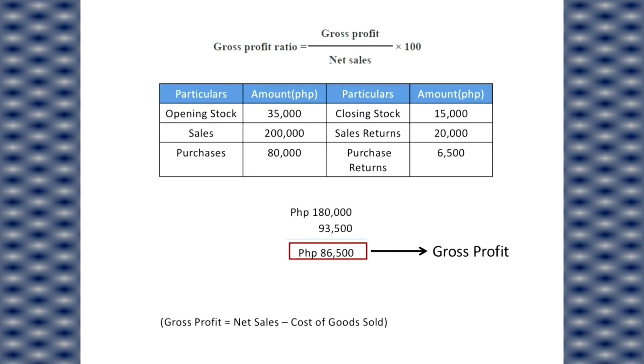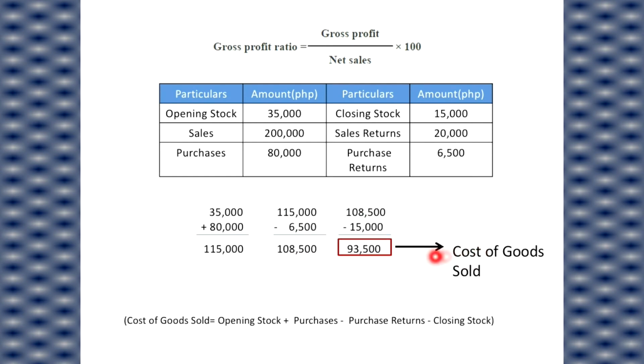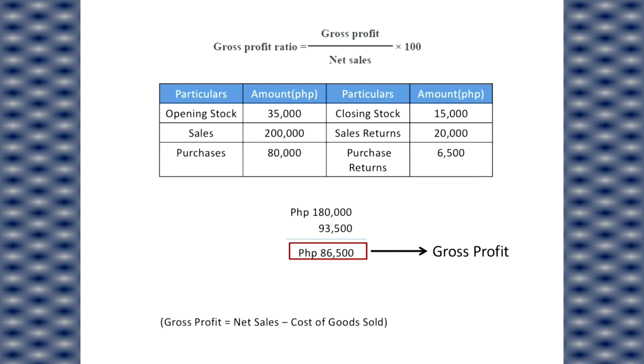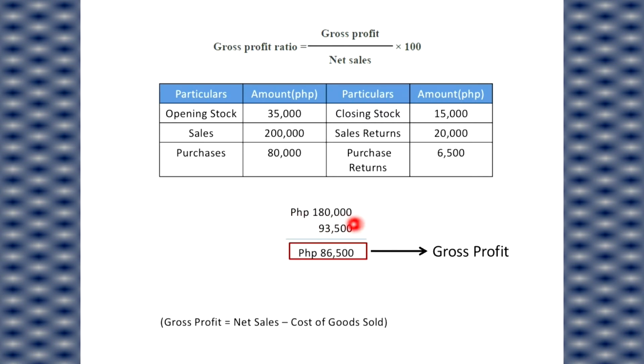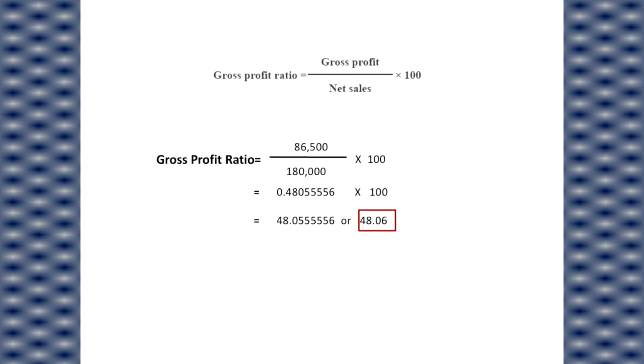So, to get the gross profit, we subtract the cost of goods sold from the net sales. The net sales we got earlier is 180,000. We subtract the cost of goods sold of 93,500. So, net sales of 180,000 minus 93,500 cost of goods sold equals 86,500. That is the gross profit.